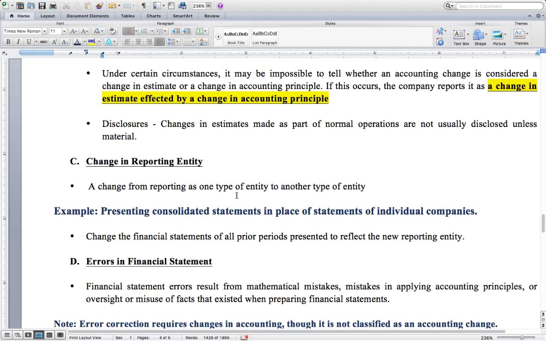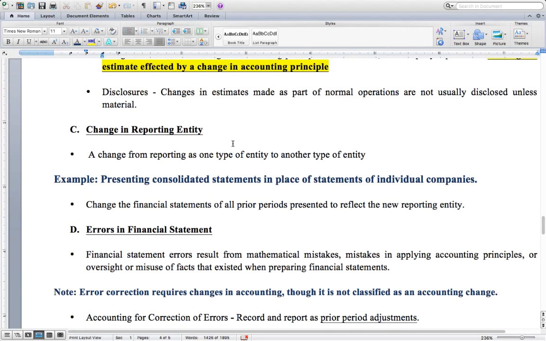For disclosures of change in estimates, in contrast to change in accounting principles, which require significant disclosures, they normally do not need to be disclosed unless it is a material change. For example, when I talked previously about a company changing their allowance for doubtful accounts percentage from, say, 2% to 25%, that would probably be considered a material change in estimate, and therefore the company would most likely disclose some information about that in their financials.